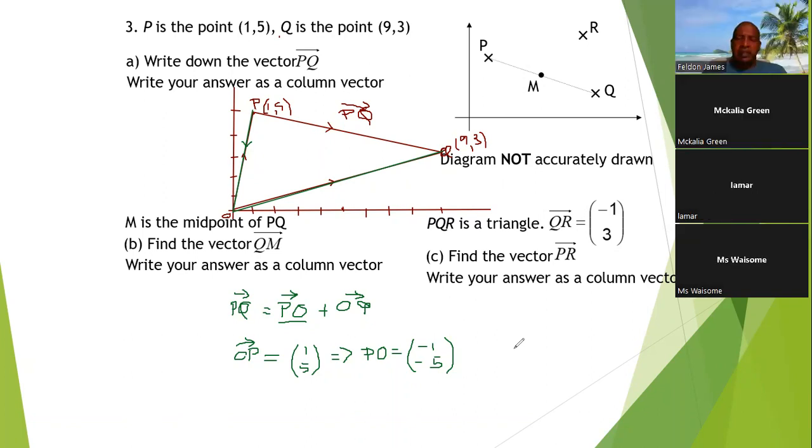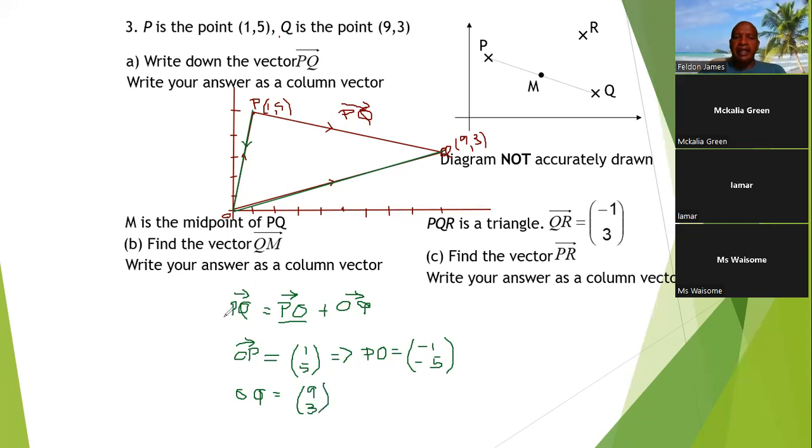All right, so PO is equal to -1, -5. Now OQ, we know that OQ is just simply what? OQ is equal to the position vector 9, 3.